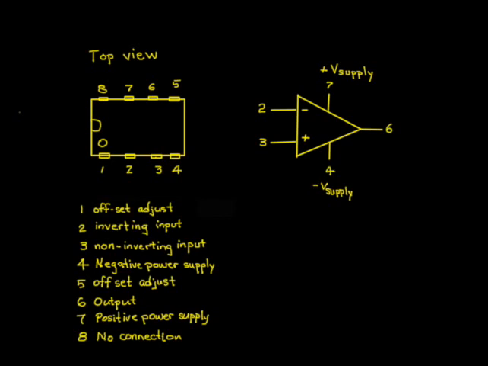The magnitude of the op amp's output can never be greater than the magnitude of the supply voltage. In fact, the maximum output is typically limited to roughly 1 volt less than the positive supply and about 1 volt greater than the negative power supply.